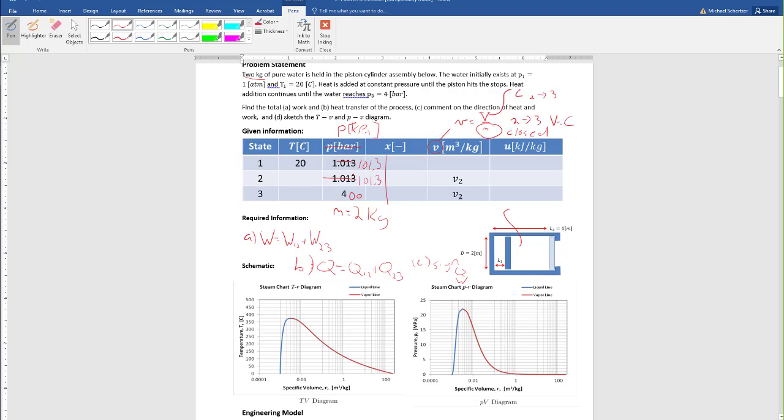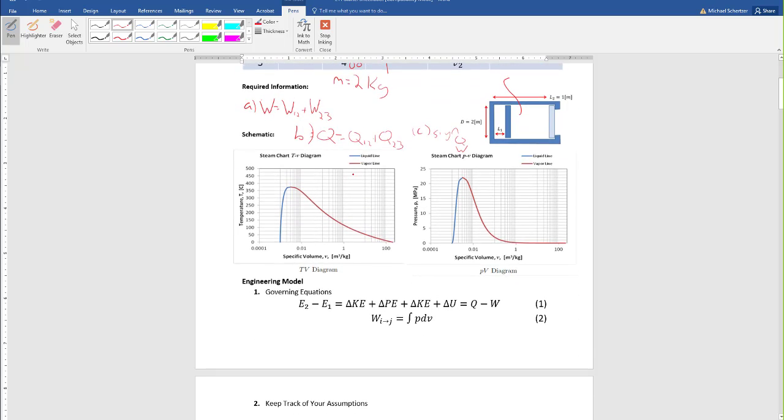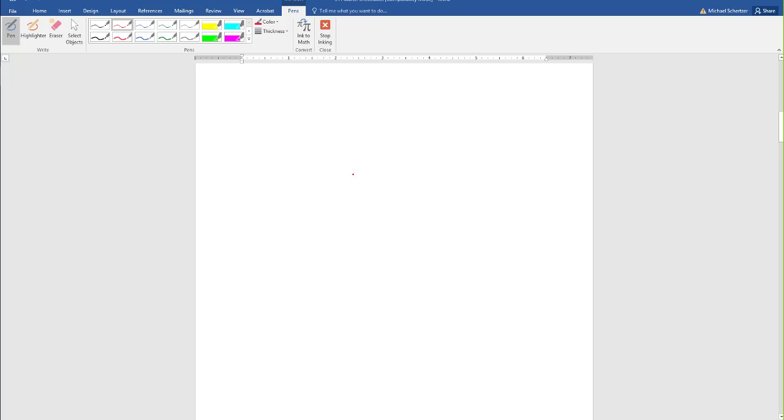Now, if that happens to you, and I hope that it doesn't, I want you to follow a particular process, right? So what do we know how to do? The first thing we're going to do is assume that mass is constant. And the cool thing about this is once I say that mass is constant, then that means that delta E is going to be equal to Q minus W, right?